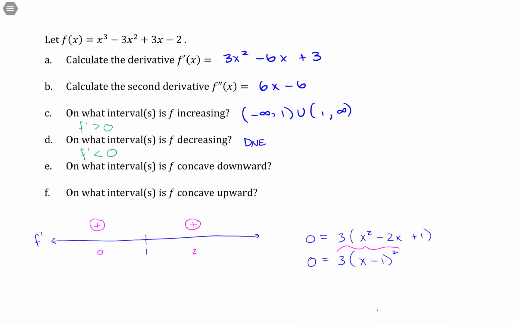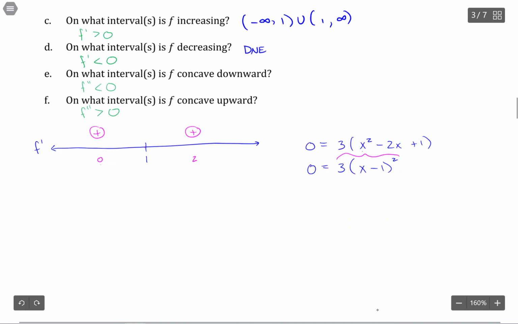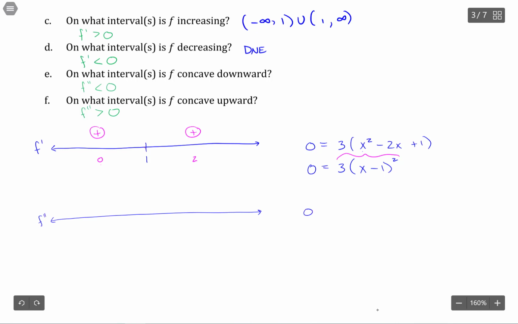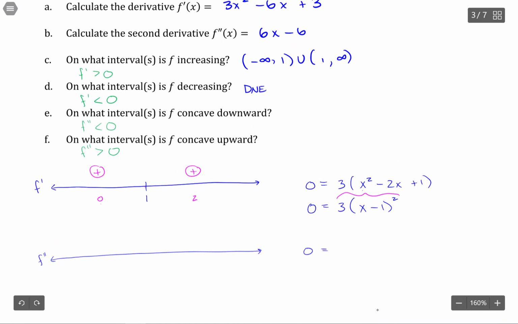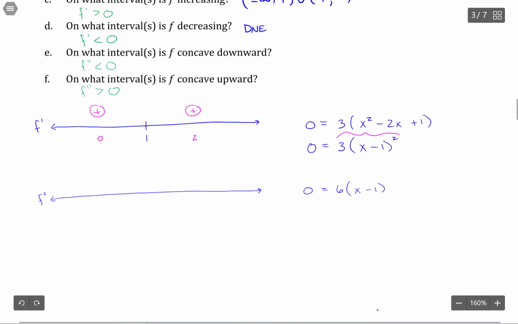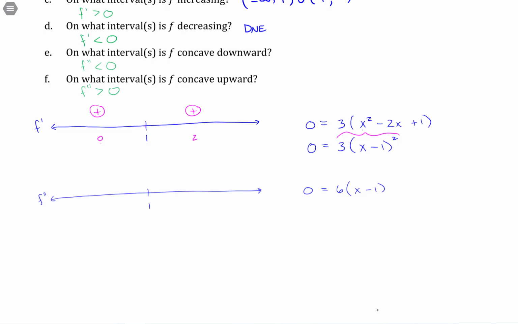On what intervals is f concave downward? Well, f is concave downward whenever the second derivative is less than 0, and concave upward whenever the second derivative is greater than 0. So just like with the first derivative, to determine intervals of concavity, you do the exact same thing, but just with the second derivative function. So we take the second derivative, set it to 0, and there's a common factor of 6 there. So positive 1 is again a point of interest here. And what I need to do now is just test values on each side of 1. So 0 and 2 are great.